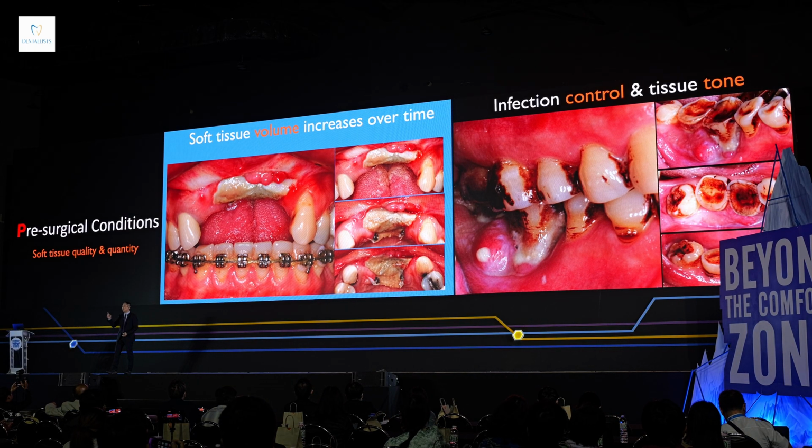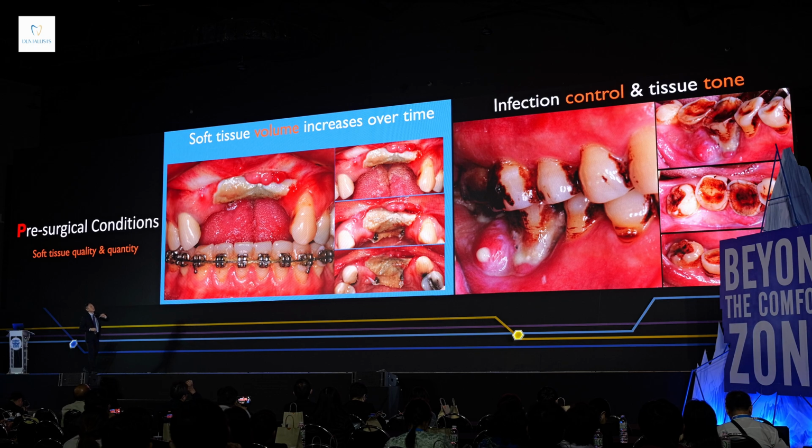That's very important, especially for vertical ridge augmentation, because vertical ridge augmentation is very difficult, and the crucial key is to have good tissue so we can close up the wound, like primary closure. In order to do this, pre-surgically, we have to evaluate the soft tissue. I'll give you those two examples.